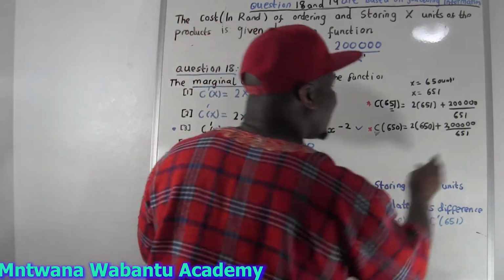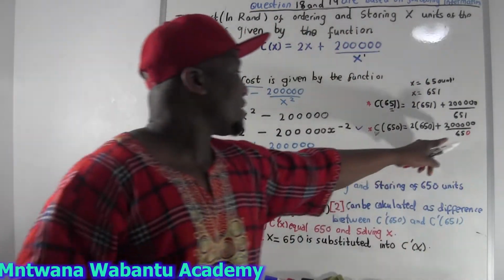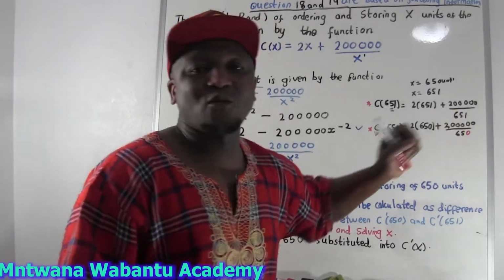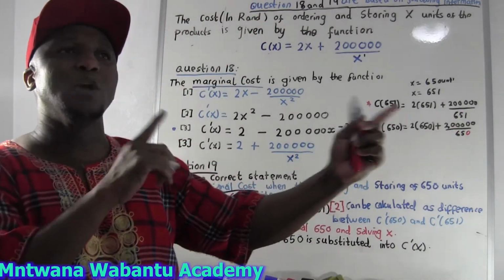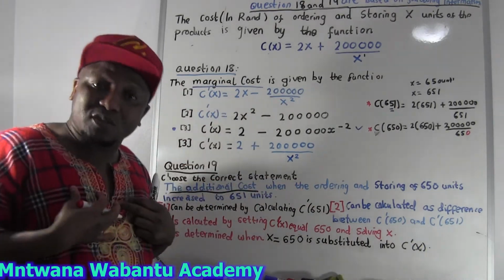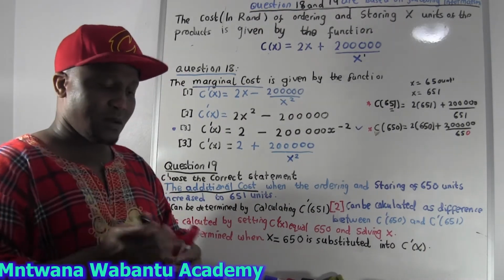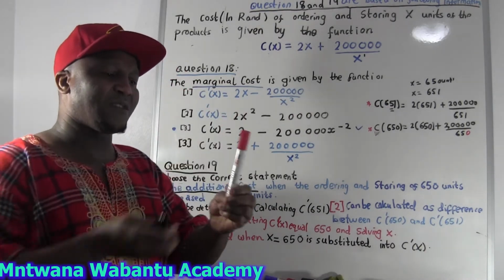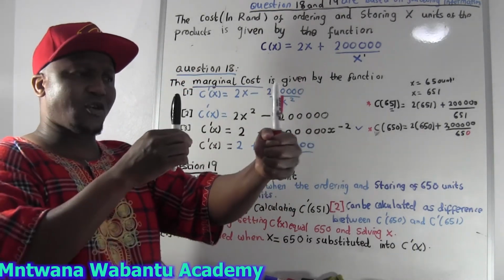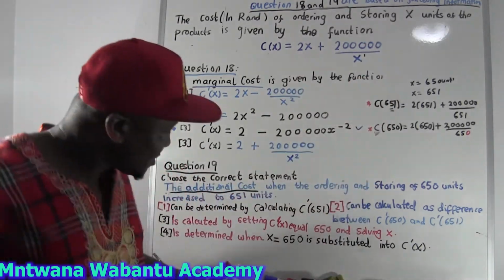Sorry, this is 650. Then we find out, when I bought 650 units, how much did I pay? And when I took 651 units, how much am I going to pay? Then this is the additional cost that the additional unit cost me. If I'm buying these, say for 20 rand, only one, and I want to know the additional cost, if I buy 2 of them, this is going to cost me 40. So what is the additional cost? I need to get the cost of this, and this is 40, and then we subtract.